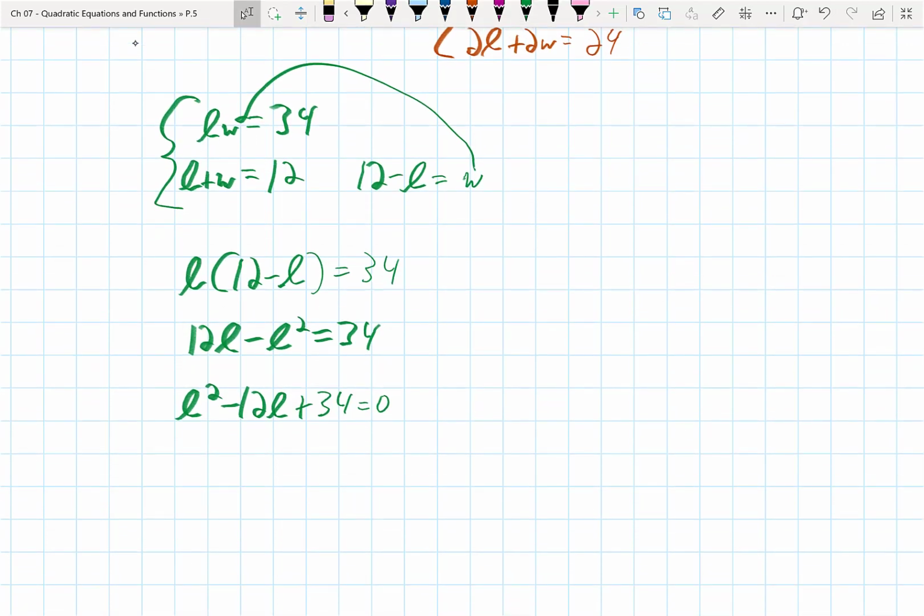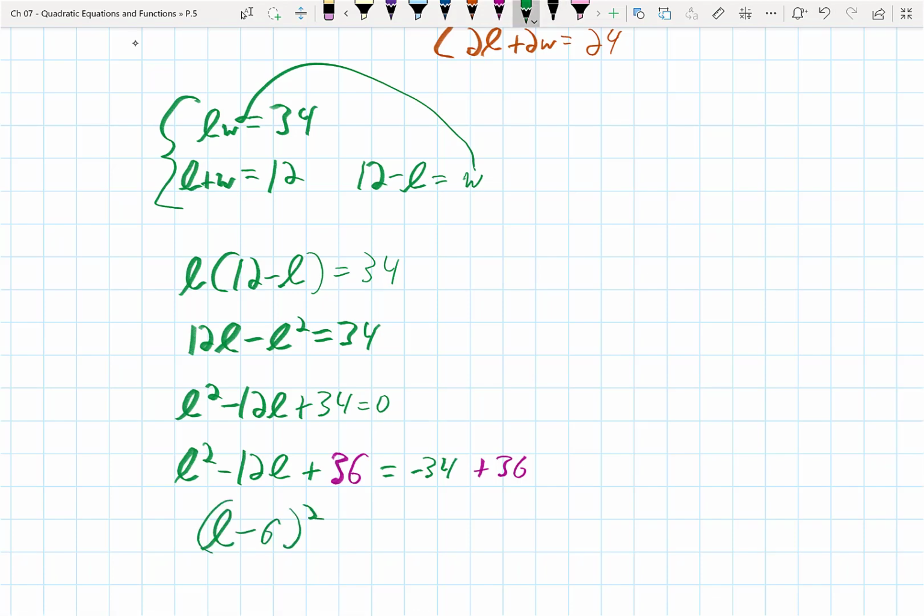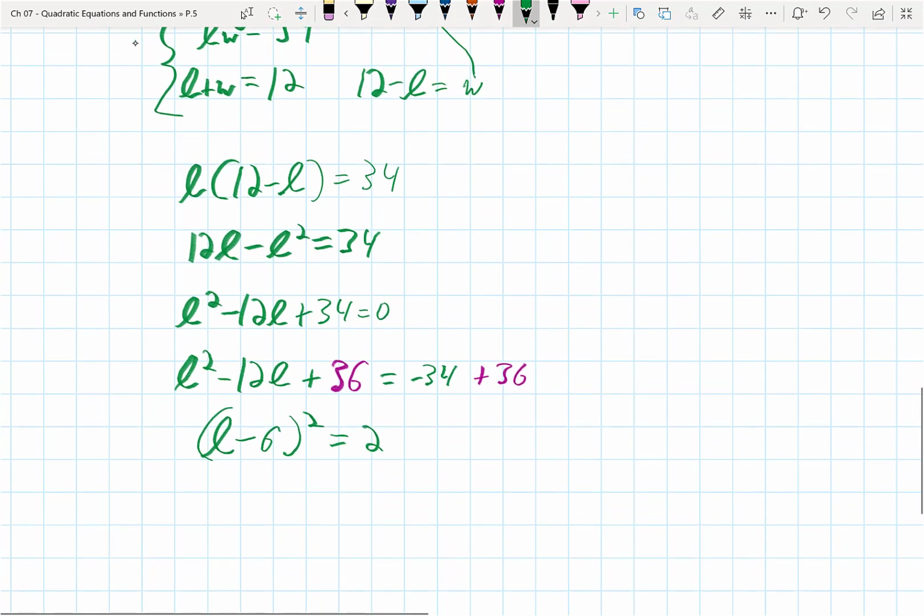This also does not factor, so we need to solve by the quadratic formula or completing the square. I'm going to complete the square. L squared minus 12L plus, I want to add a 36 and make that equal to negative 34 plus that same 36. And that will give me L minus 6 quantity squared is equal to 2. And I get L minus 6 is equal to plus or minus root 2, or L is equal to 6 plus or minus root 2.